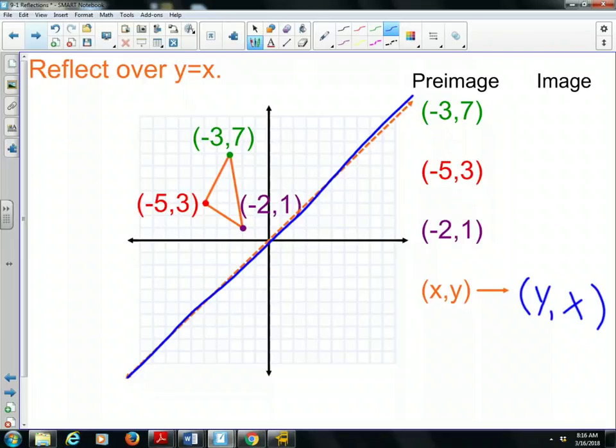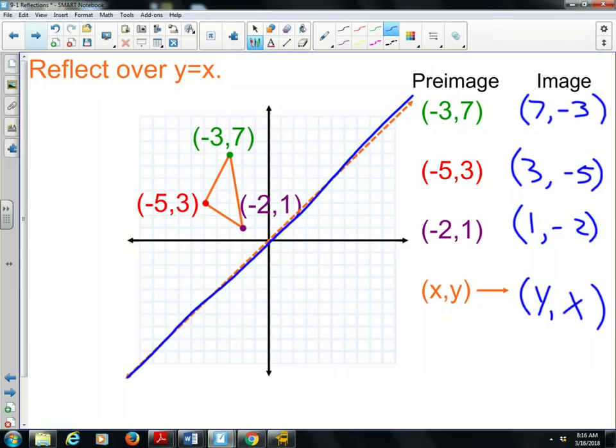So from our pre-image to our image, it's going to be 7, negative 3. It's going to be 3, negative 5. Your x and y switch. It's going to be 1, negative 2. Notice what that looks like on the graph. If I go right 1, 2, 3, 4, 5, 6, 7, down 3. If I go 3, down 5. And if I go right 1, down 2.